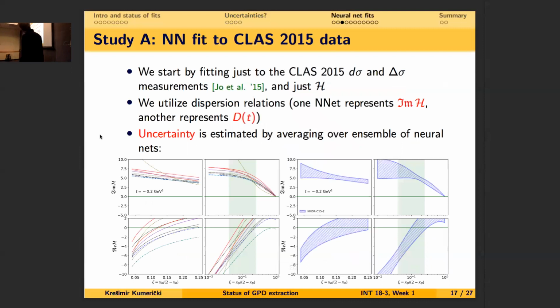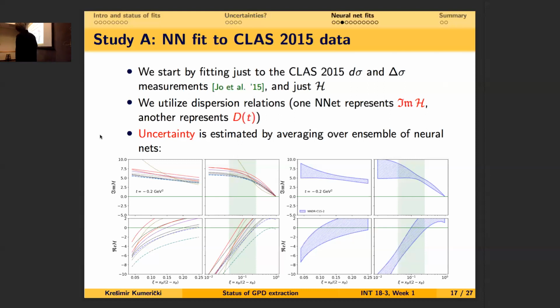I'll show you results of 2 studies. One will be a neural network fit to just this CLAS 2015 data, so that errors can be easily compared, for example, to this study by CLAS people published recently in Nature. So we fit the CLAS cross-section and cross-section difference, and we use also just the one simple Compton form factor. So it's a very rigid model, so to speak, just one Compton form factor H, which turns out to be enough to describe just this data, and this is what they did as well.